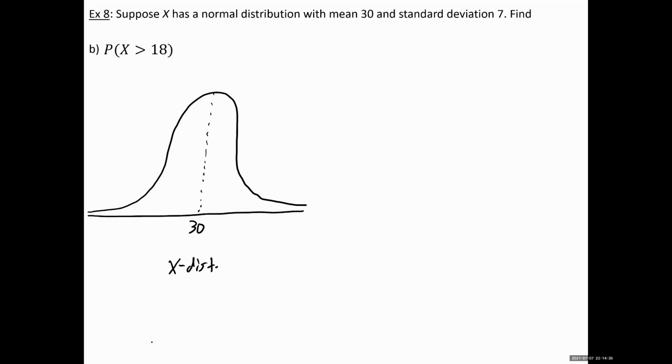Okay, then the number 18 is on the left of 30. So somewhere on the left of 30, I'm gonna put a tick mark with number 18 because it's less than 30, so it's on the left. And you go up to the curve. And which side do we shade? Which side of 18? Right. Shade to the right because it says probability x bigger than 18. You shade over the numbers that are bigger. You shade to the right. How far to the right? You go to the right forever. So at least in theory, the shading goes to the right forever.